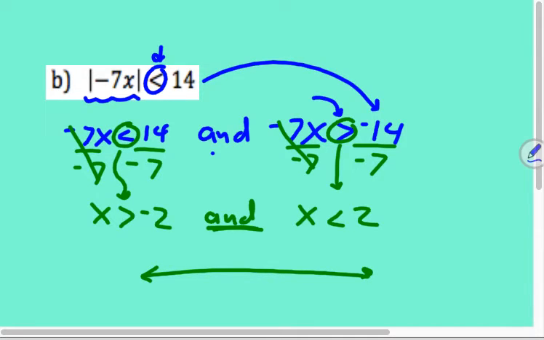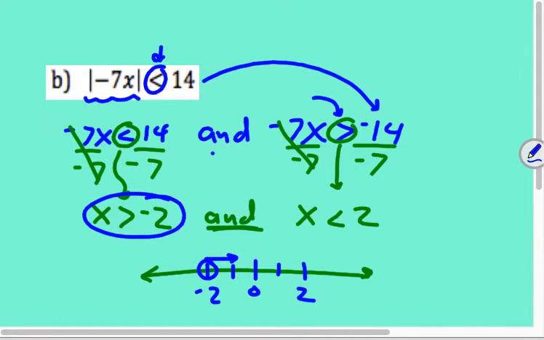It's an AND statement, so when we graph it, it should be an intersection in between the two. So if it looks like an OR statement, we maybe made a mistake somewhere. Here's 0, 1, 2. -1, -2. Now, first of all, it's greater than -2. It's less than +2. So your solution is right in between the 2 and the -2.